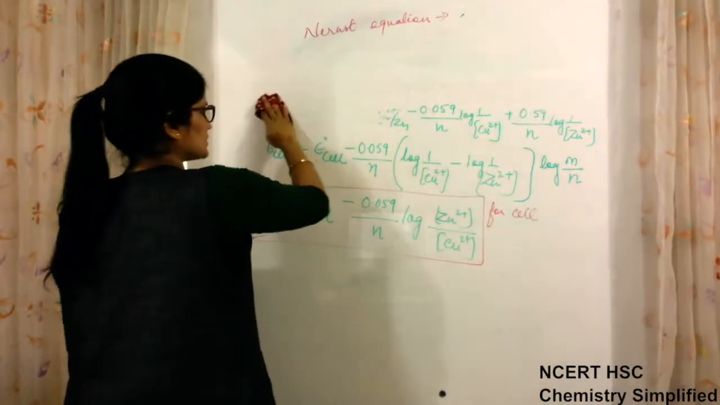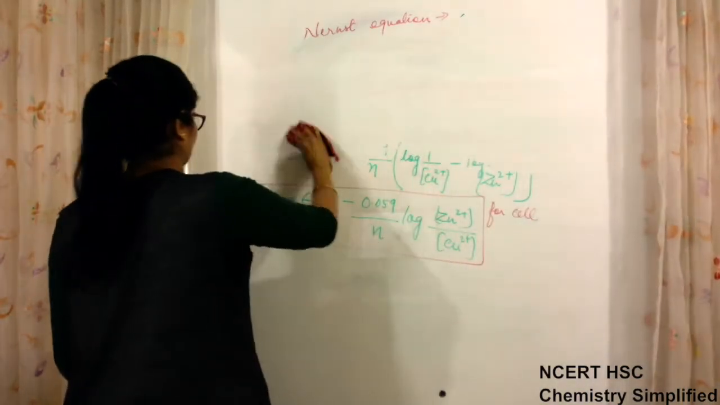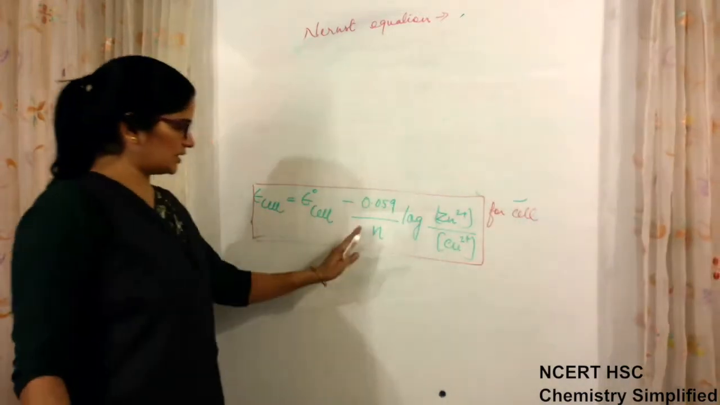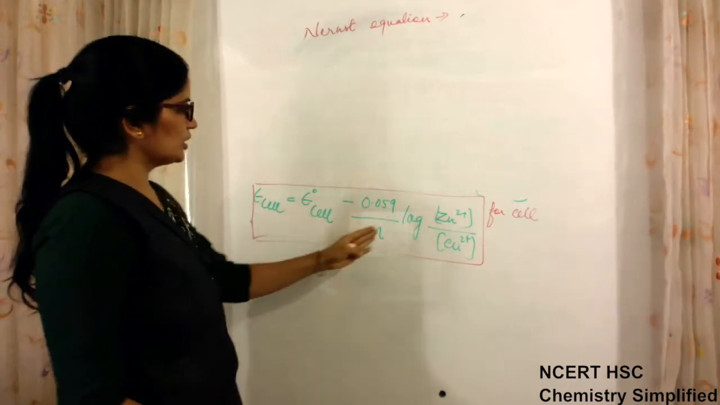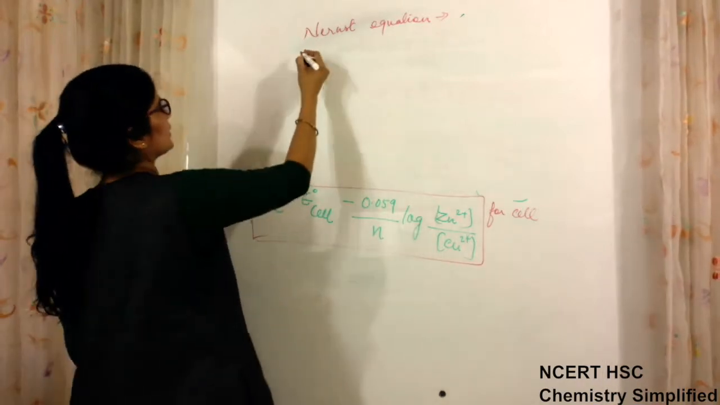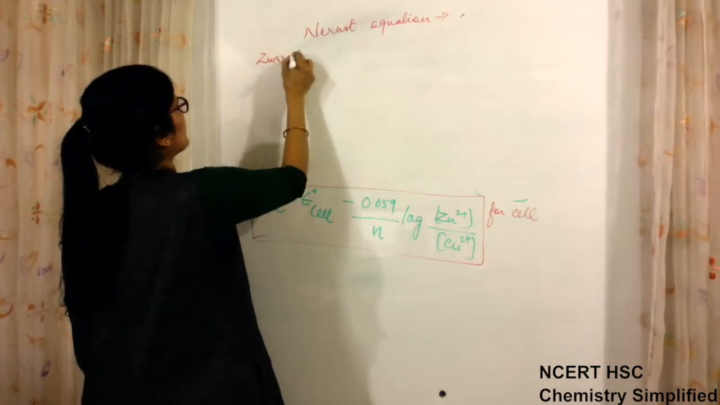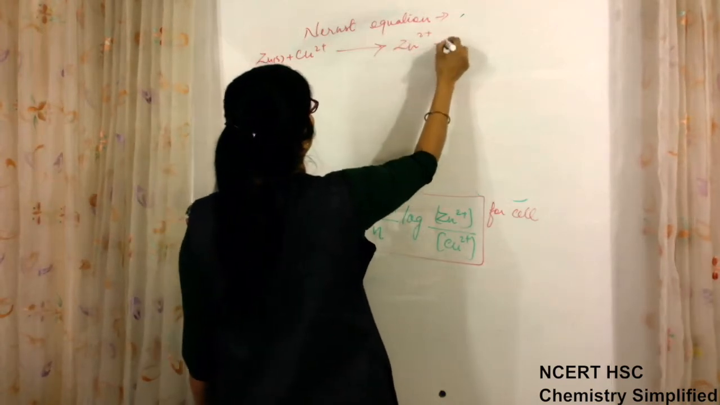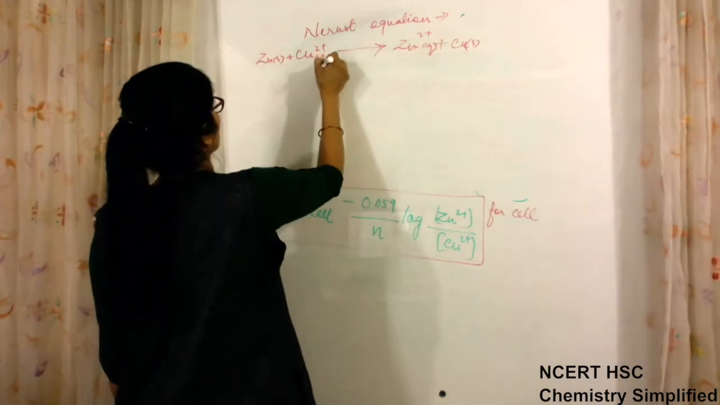Now some modifications are also there in it. Formula modified. Now if this is an equation, we know that when we write this equation, concentration of Zn upon concentration of Cu. If you see, the equation which is involved is this: Zn solid plus Cu2+ aqueous is giving Zn2+ aqueous plus Cu solid.